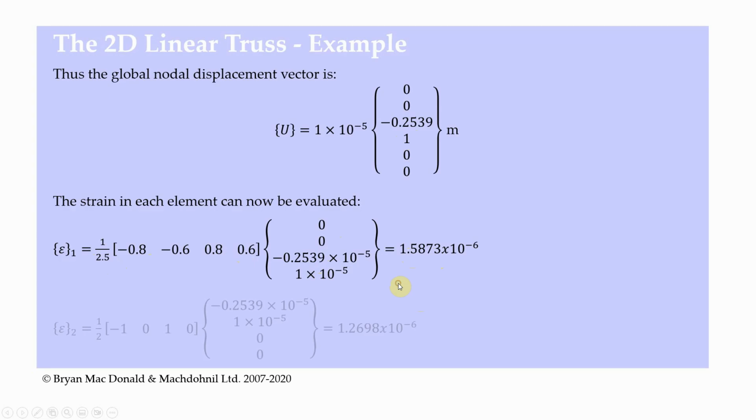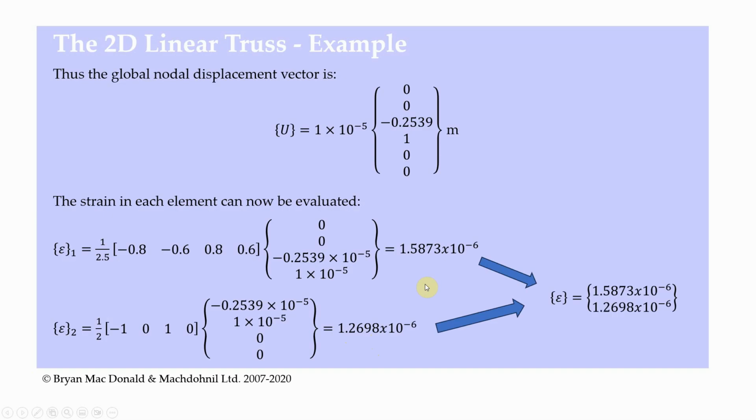Same thing for element number 2. Remember, element number 2 is nodes 2 and 3, so that's the bottom 4 rows of this. In this case, the strain is 1.2698 by 10 to the minus 6. We can put both of those together to give us the strain vector for the entire problem. We've got 2 elements, so we're going to have 2 strains.